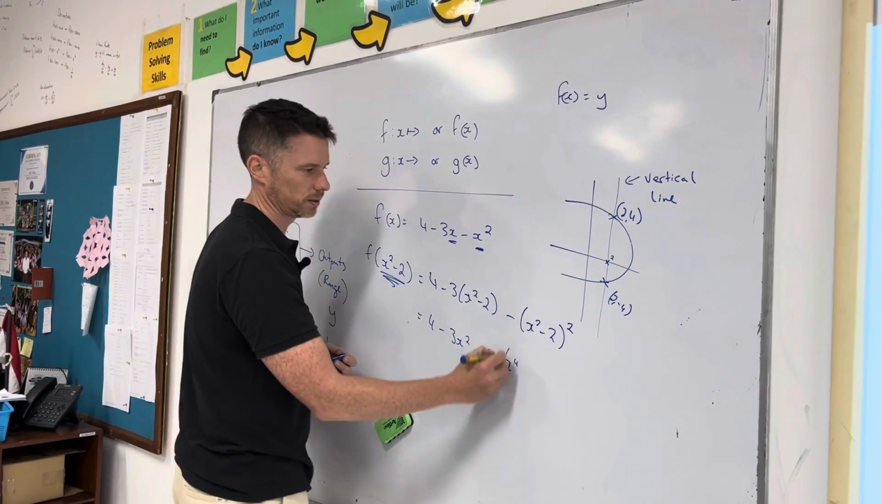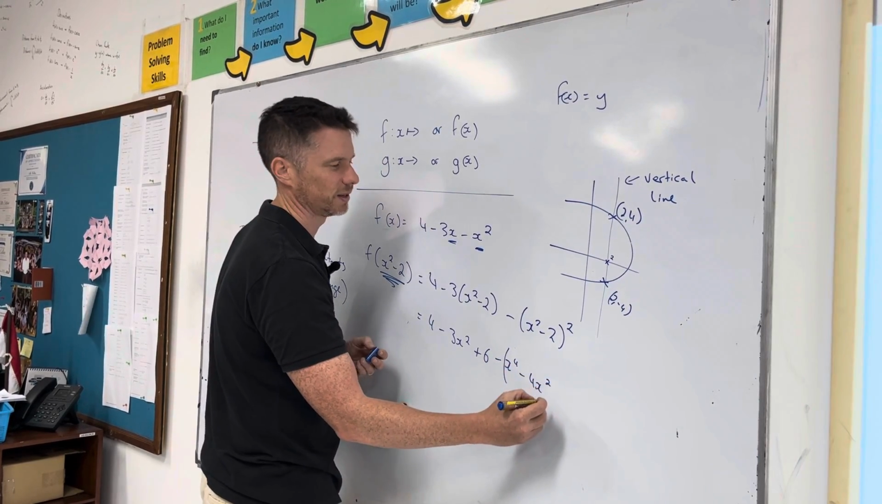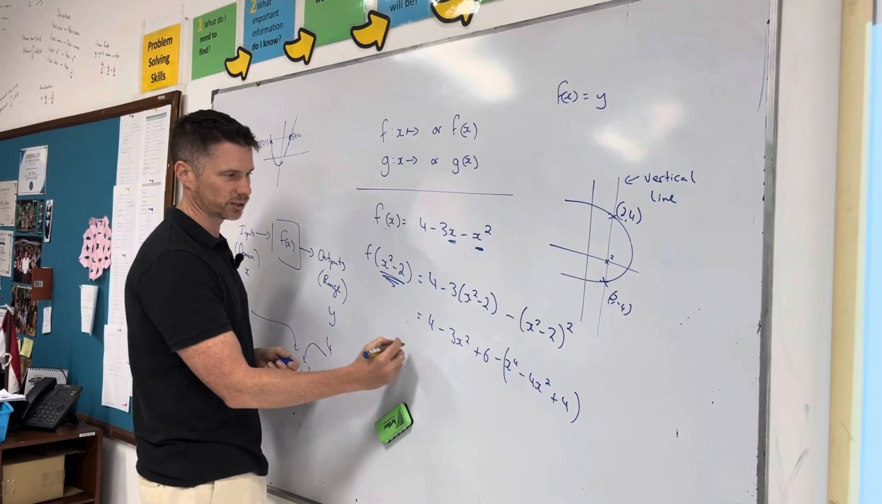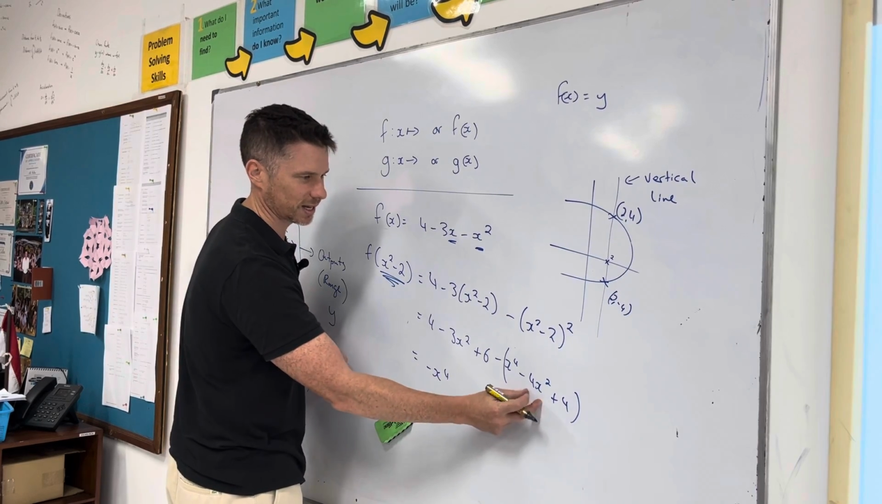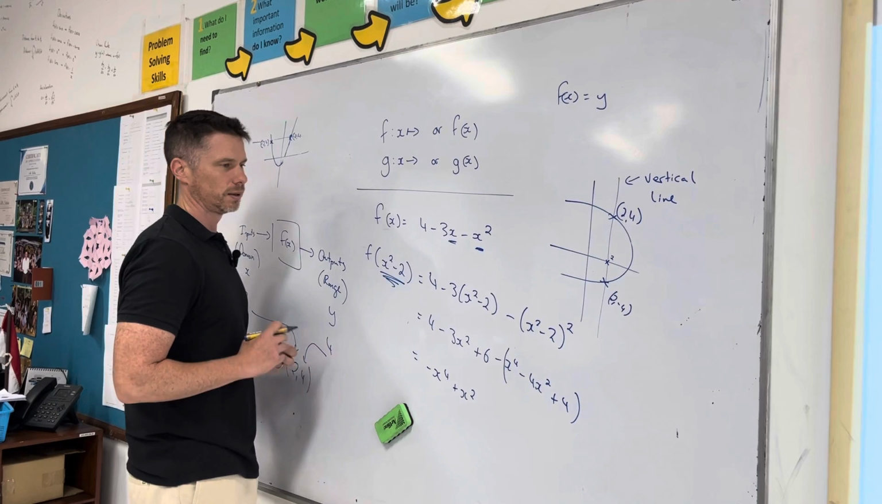x to the 4, wouldn't it be? What's the middle term? Minus 4x squared plus 4. And then I'd apply the minus here and then add like terms. So I'd end up with minus x to the 4 minus 3x squared. Add this one. It's going to be plus an x squared, I think. No, it's just positive x to the 4.